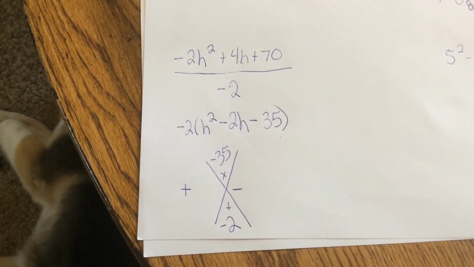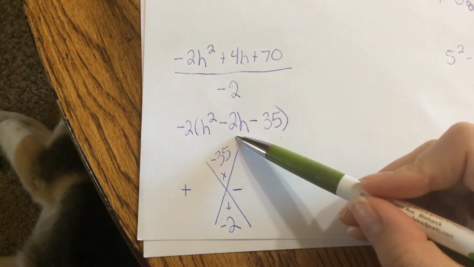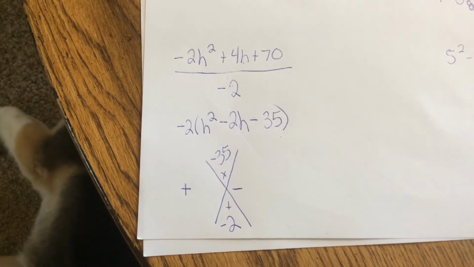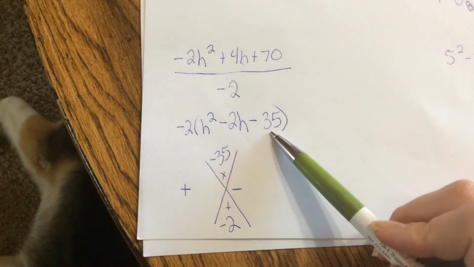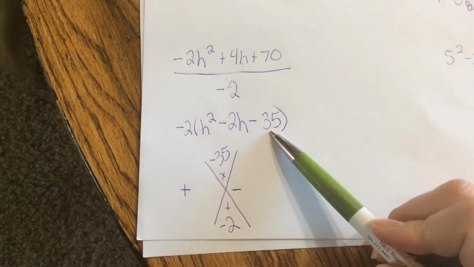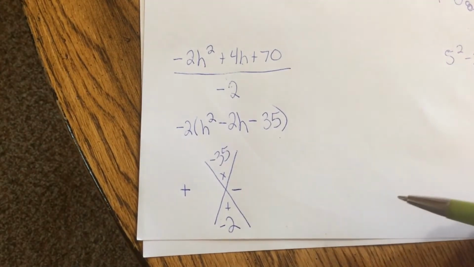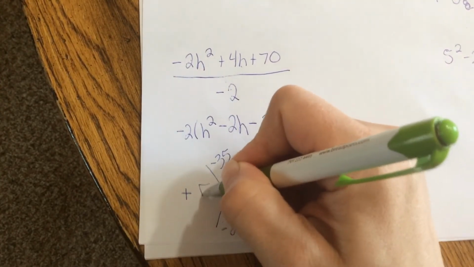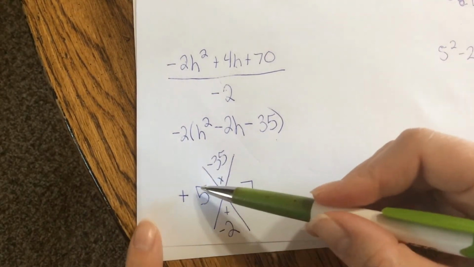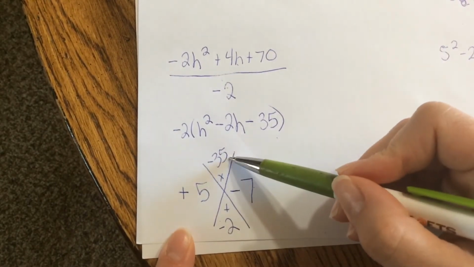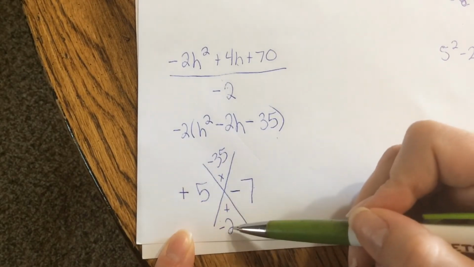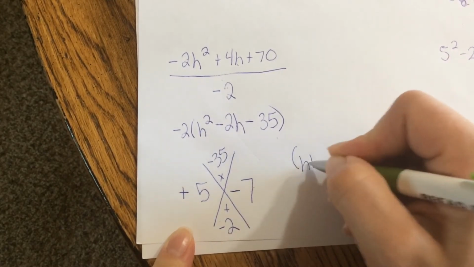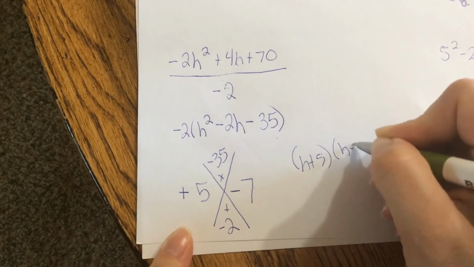Okay? So on this one, then what I look at is that middle term. That middle term is negative, so my bigger number has to be a negative. So when I think about 35, the factors of 35 are 5 and 7. So when I use 5 and 7, the bigger one is 7, and the smaller one is 5. And if I check that, 5 times negative 7 is negative 35, but 5 plus negative 7 is a negative 2. So those factors there are going to be h plus 5 times h minus 7.